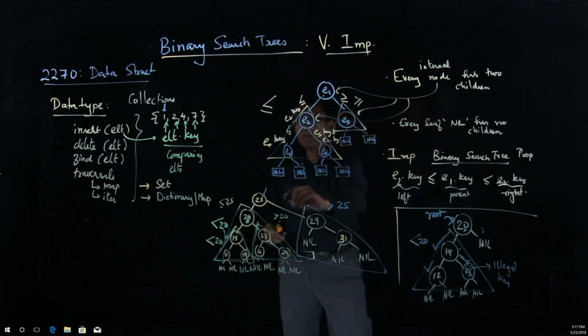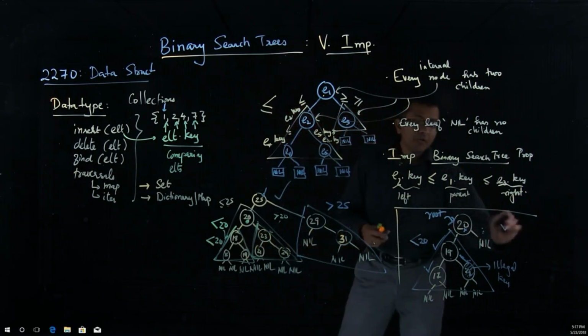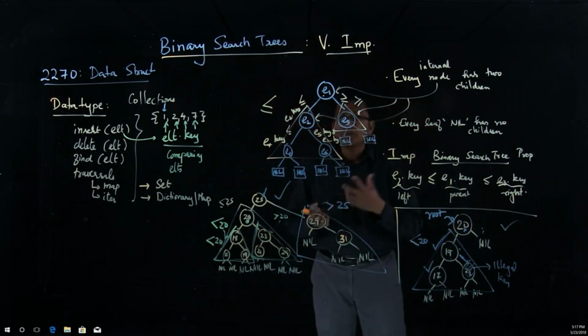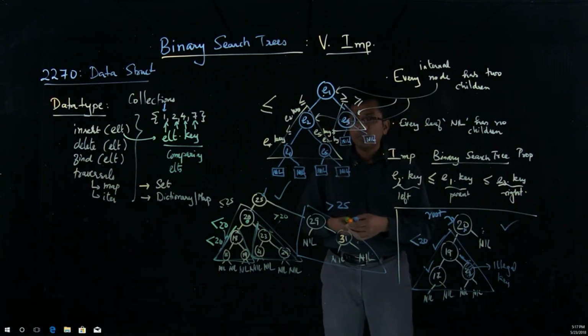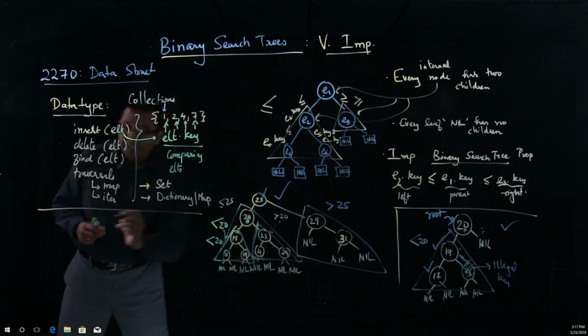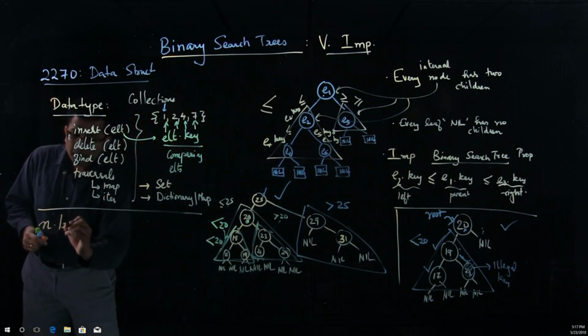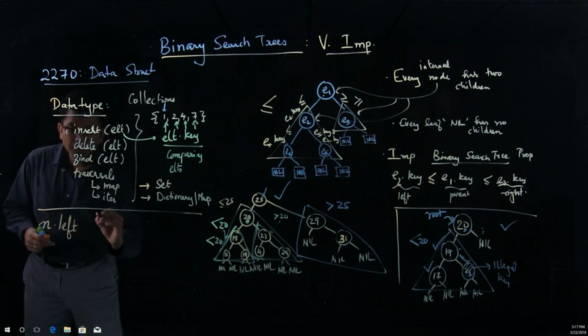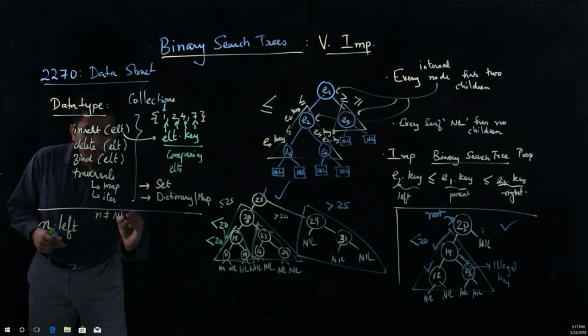All right. So I've given you an example of a binary search tree, and an example of something that's not a binary search tree. So what are the important properties of each node? For each node in a binary search tree, if the node n is not nil, then n.left is the left child.